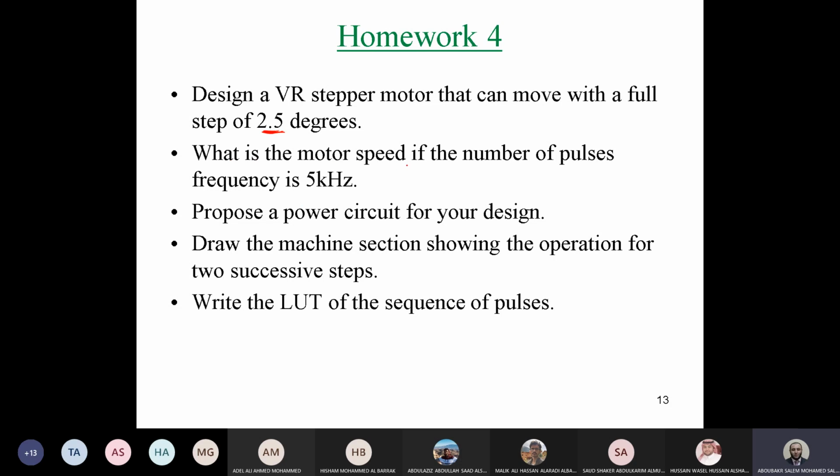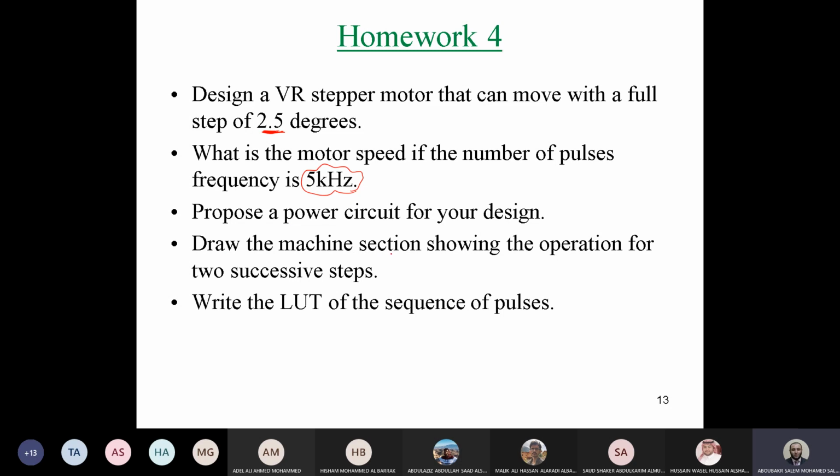What is the motor speed if the number of pulses frequency is 5 kilohertz? So this will be the switching pulses frequency. So what will be the motor speed in this case? It depends on your design now. Propose a power circuit for your design. What will be the power circuit according to number of phases, number of teeth, and so on.